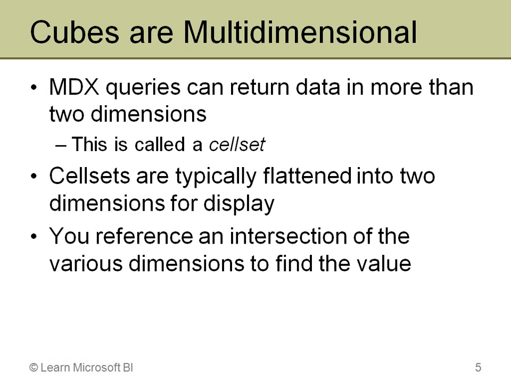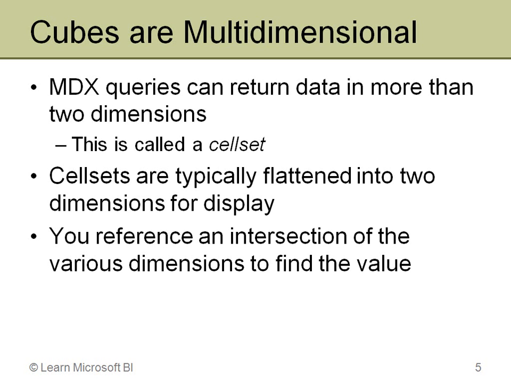So rather than a result set coming back, you have what's called a cell set. And this cell set may well contain many dimensions in it, many more than 2. Now, again, typically you will flatten those cell sets into 2 dimensions in order to display them. But it still may be constructed of more than 2 dimensions. You may just format the data in a 2-dimensional format in order to display it.